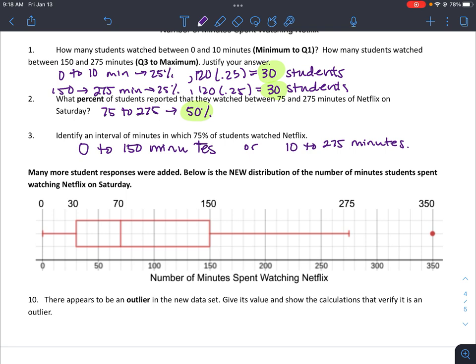All right, last one here. Many more student responses were added. Below is the new distribution of the number of minutes spent watching Netflix. So right away when I look at this, I see an outlier here. This is a modified box plot. All right, so there appears to be an outlier in the new set of data. Give its value. So its value is 350 minutes.